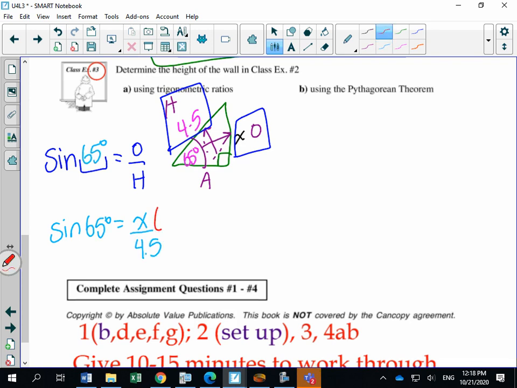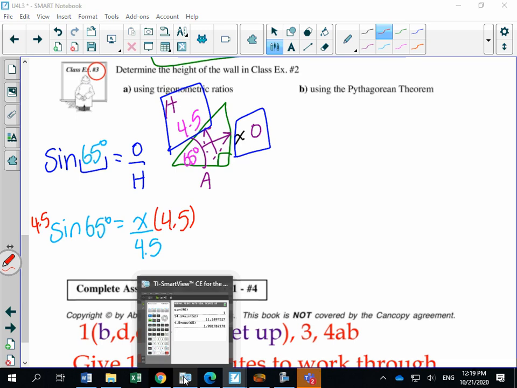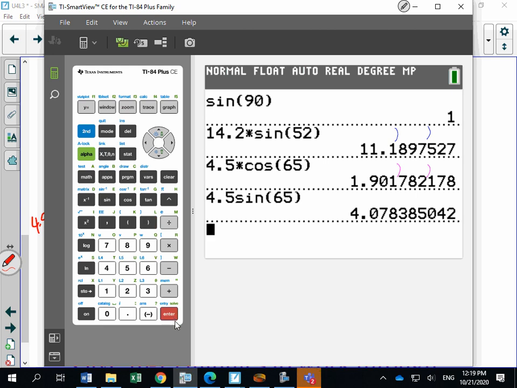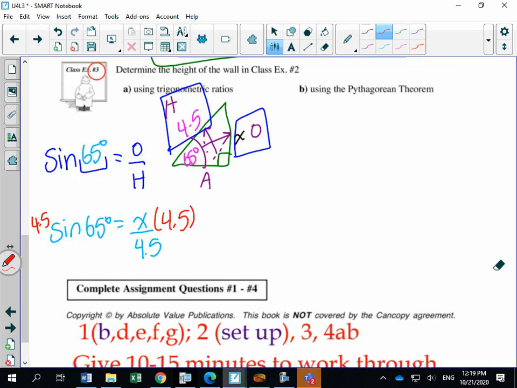We got to get rid of that 4.5 by multiplying both sides by 4.5. 4.5 times the sine of 65. So you guys watch, this time I'm not even typing in the multiply. I could type it exactly like this, and I will get 4.0, but they wanted it rounded to the nearest tenth, so I got to round this up to 4.1. So X is equal to 4.1, and I believe it was meters.